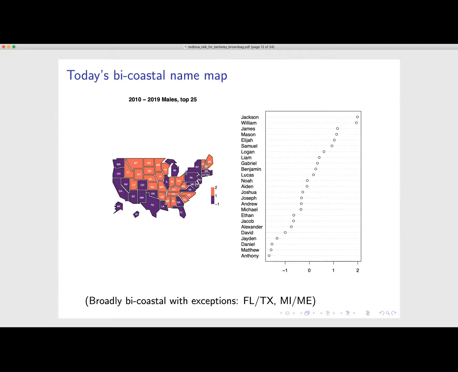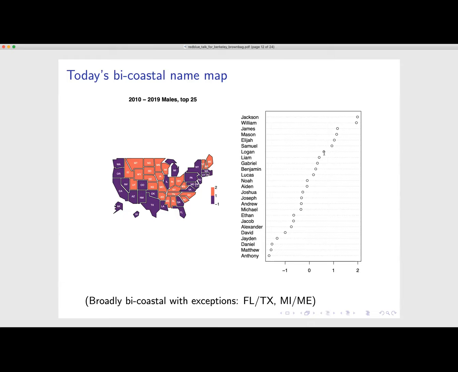I'm not showing you the state scores. I've drawn a map of the state scores, showing which states are close to each other and which states are far away from each other. But let's skip the map for now and look at the names. So Jackson, William, James, Mason, Elijah, Samuel, Logan, Liam are all orange names, red, and Anthony, Matthew, but you said it was going to be a red name. It's actually a very blue name, Daniel, Jaden. When I hear Jaden, I think of an African-American name. So even looking at the top 25 names, the population composition may play a little bit of an effect. David, Alexander. So these are what we call the blue names, and these are the red names.